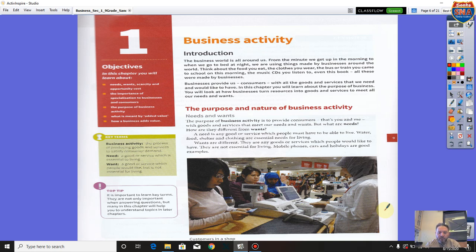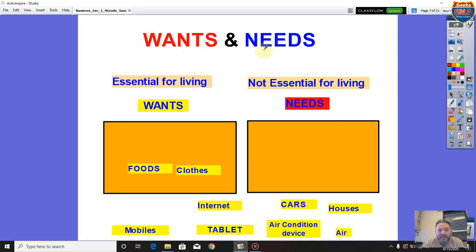Okay, guys? We are going to practice this issue later on, but let's go to the next slide. This is the need and this is the want, as you see here. Essential for living, this is the need. Not essential for living, this is the want. Is food a want or a need? Okay, so let's start again.